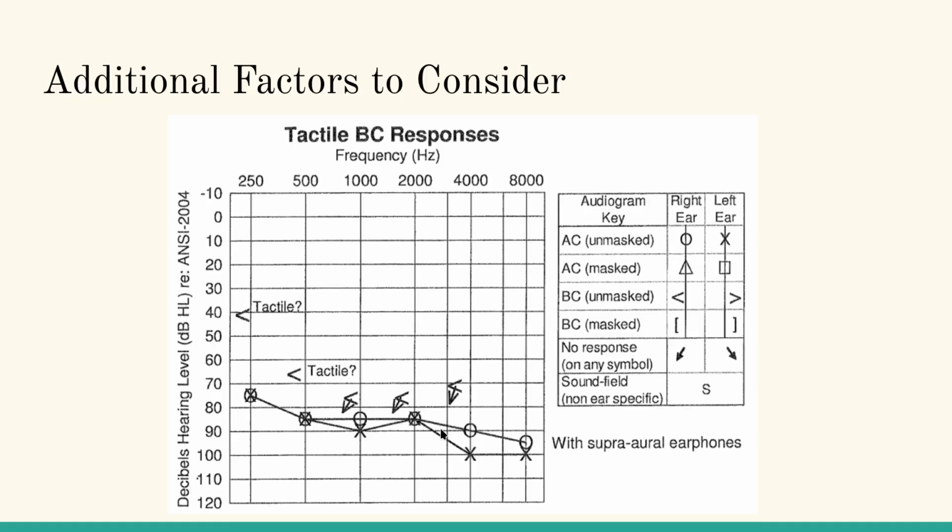So here's some examples. This is a severe hearing loss or even a severe to profound hearing loss with supraoral headphones. The question is, are these low frequency responses due to auditory responses or tactile responses? Most often they occur at 250 hertz, as low as 25 dBHL. Secondly, at 500 hertz, as low as 55 dBHL. You can ask the patient if they felt or heard the response, but they're probably not going to be reliable.